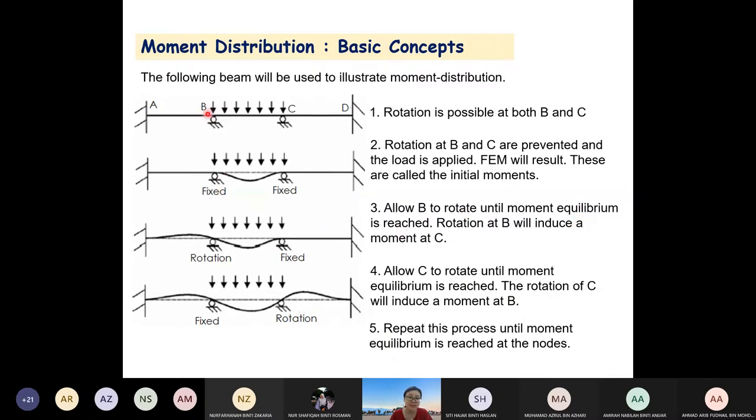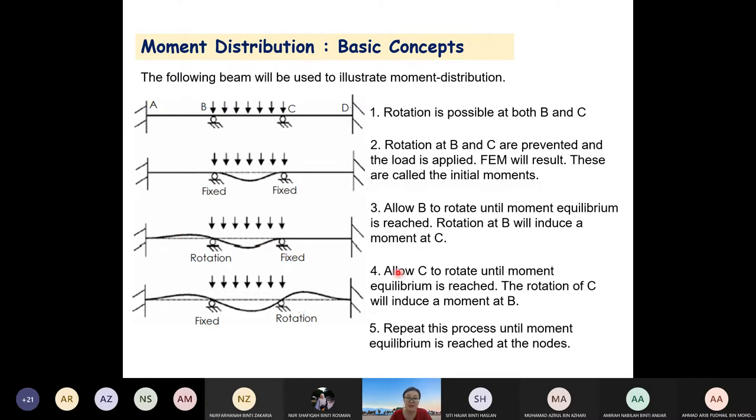If you can see, just now at B and C in the real case the rotation is allowed, but in this method we fix B and C. When it is fixed, the fixed end moment comes in. Then we start to allow B to rotate, but at C we still fix it. Then it starts to induce a moment at C. With this rotation, if you can see the deflections shown here, the moment also starts to distribute. It distributes to C, distributes to A.